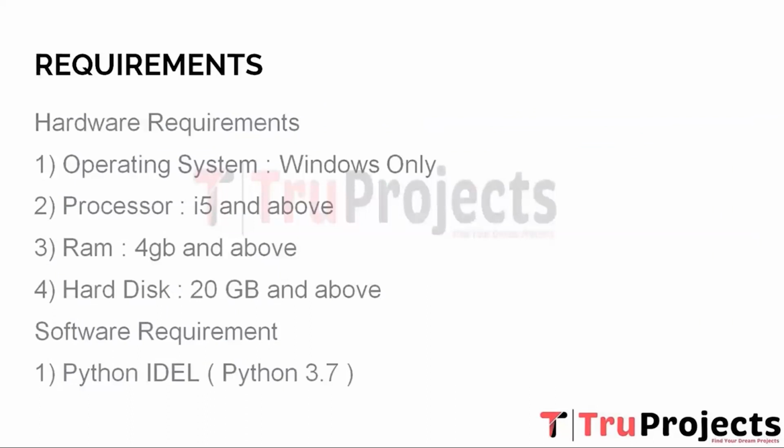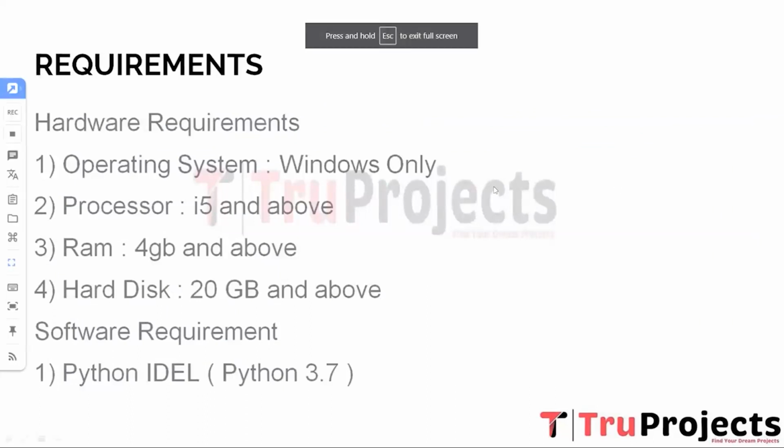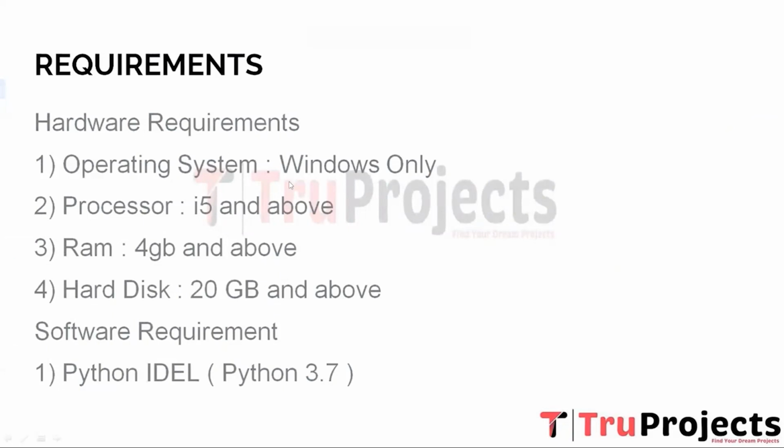So now coming to the requirements part, we have two types of requirements, that are hardware requirement and software requirement. In hardware requirement, operating system as Windows is required, processor i5 and above, minimum 4 GB of RAM is required, hard disk 20 GB and above. Coming to the software requirement part, Python IDLE, that is 3.7 version is required.